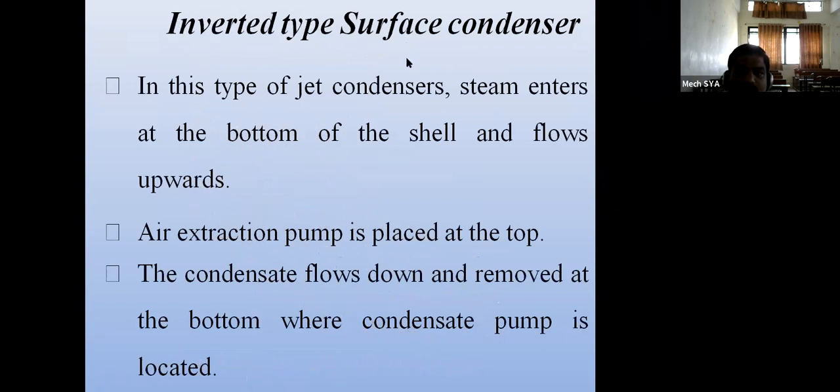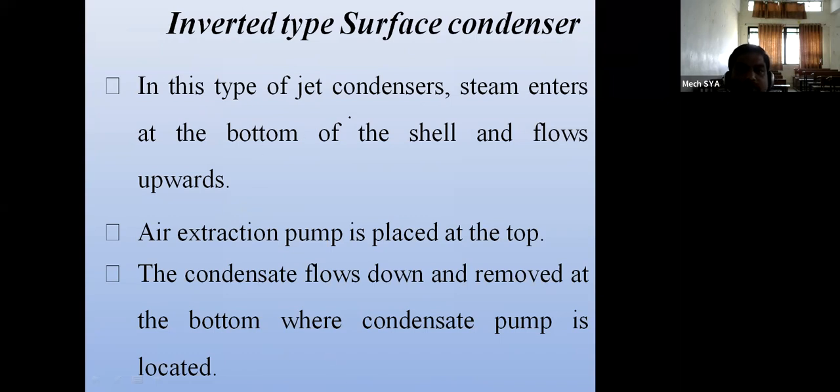Okay. So, the inverted type surface condenser. Yes, Tushar Metkari, good Tushar. So, the inverted type of surface condenser. In this type, steam enters at the bottom of the shell and flows in an upward direction. The air extraction pump is placed at the top. The condensate flows down and is removed at the bottom. So this is called an inverted type of surface condenser.